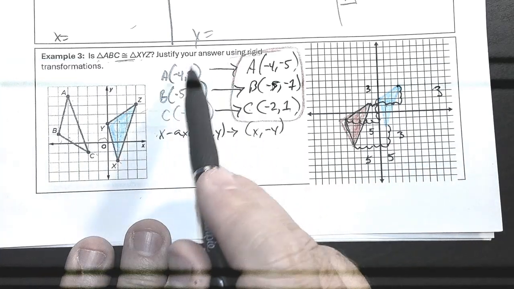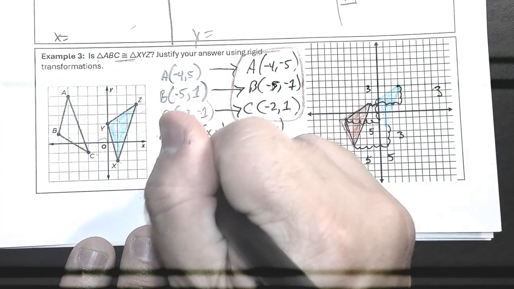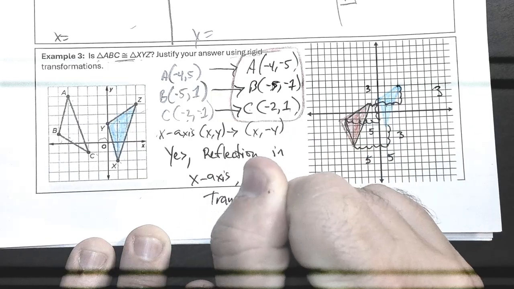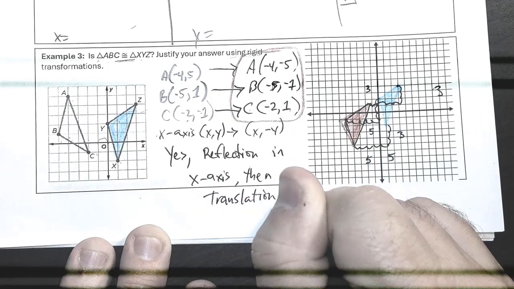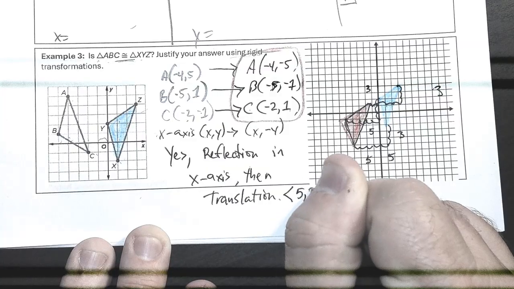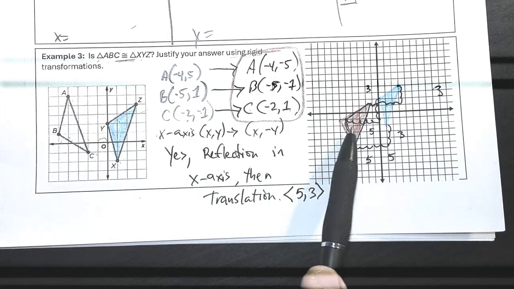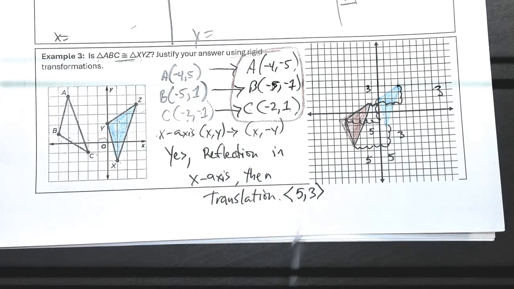So justify, are they congruent? Yes. And it's because we had a reflection in the x-axis, then a translation of +5, +3, because we reflected from here to here, and then we went over 5, up 3, over 5, up 3. All right, flipping over.